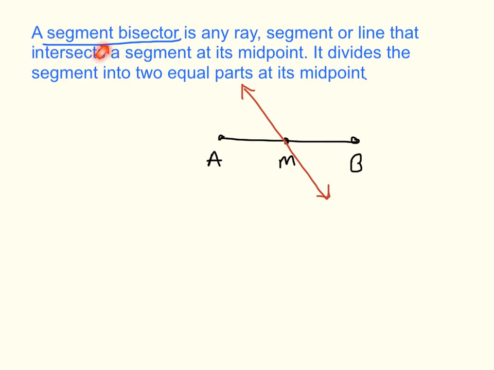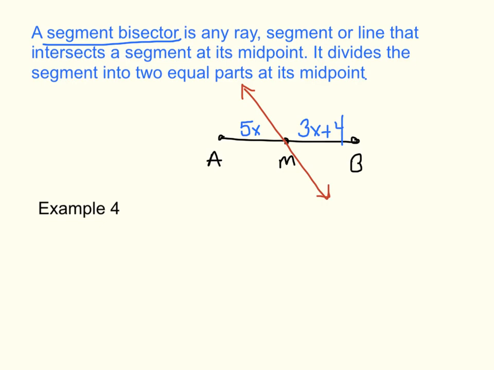So a segment bisector is any ray, segment, or line. So this red line can be a segment or a ray that intersects a segment at its midpoint. Notice it intersected the segment right here at the midpoint, point M. It divides the segment into two equal pieces. So the length of AM and the length of MB would be equal.